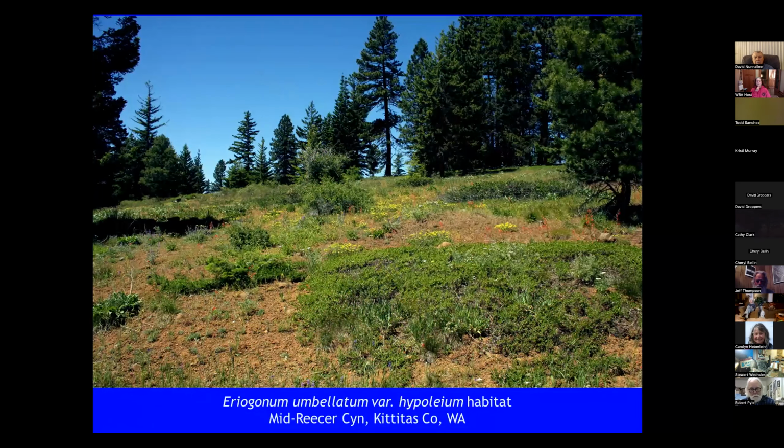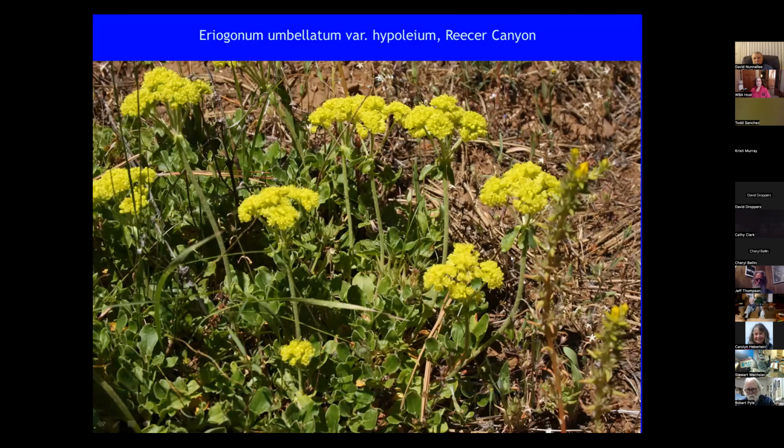Here's a typical habitat again in the Blue Mountains. Oh, I'm sorry, down at the bottom it says that this is in Reeser Canyon, which it is. This is a variety, Hypolium, and Hypolium is a real interesting variety of buckwheats. Let's take a quick look at it in the next frame. Oh, there it goes. This is Hypolium, a very pretty little buckwheat.